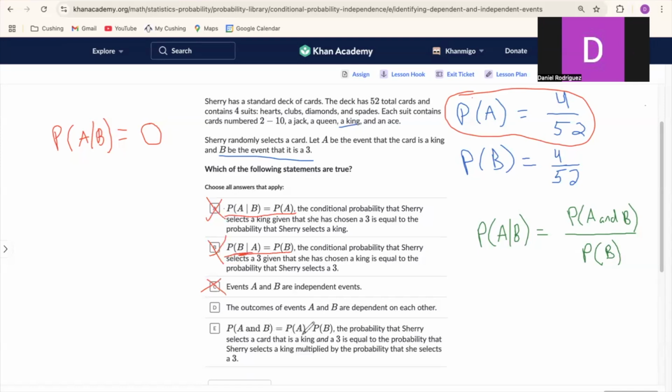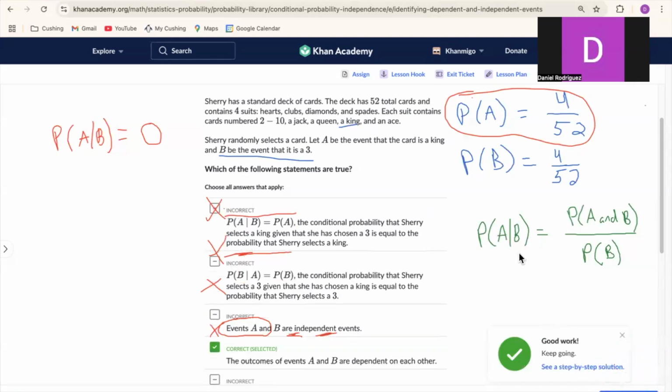And then probability A and B equals probability A times probability B. So go ahead and try this out. So you do 4 over 52 times 4 over 52. And that should equal the probability of A and B. But if A is getting a king and B is getting a three, the probability of A and B is actually zero. You can't get a king and a three. So when you multiply these two numbers together, you don't get zero. So this one is false as well. So your answer here should be D. These are dependent events. If I get a three, I can't get a king. If I get a king, I can't get a three. That's like a pretty core definition of what it means to be dependent.